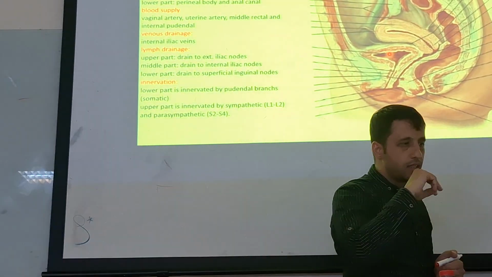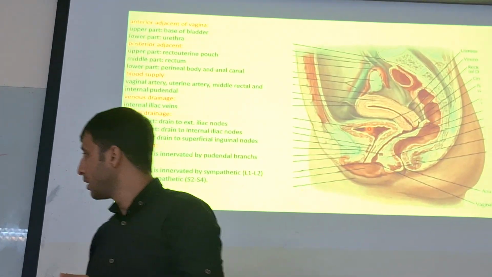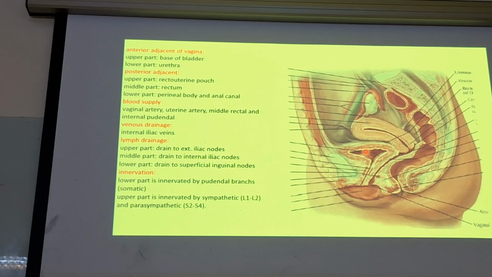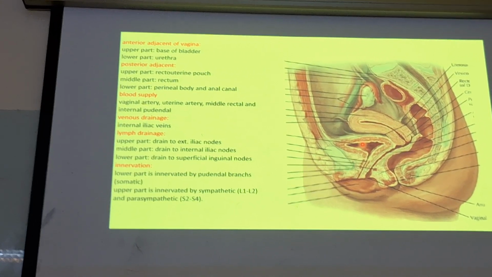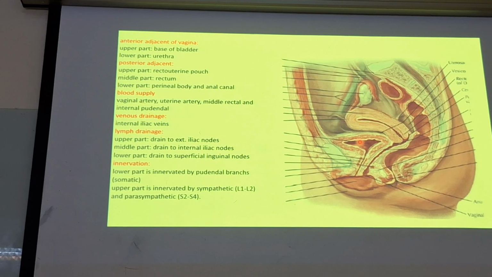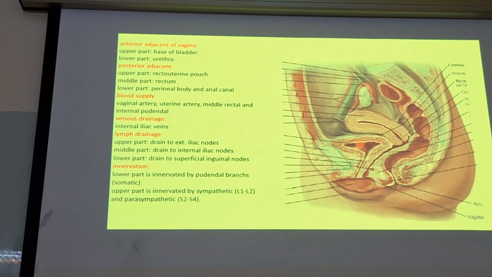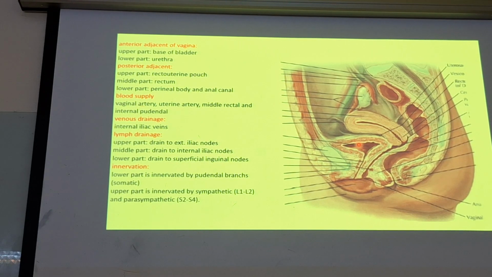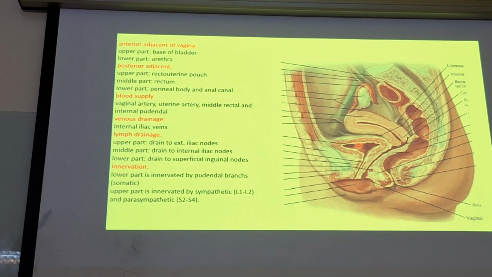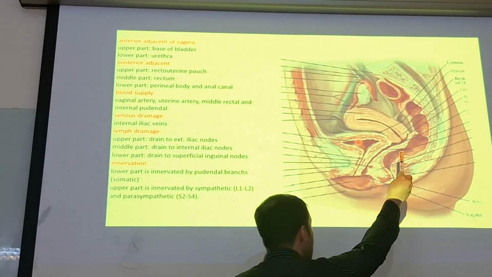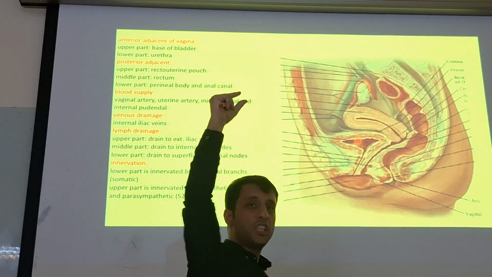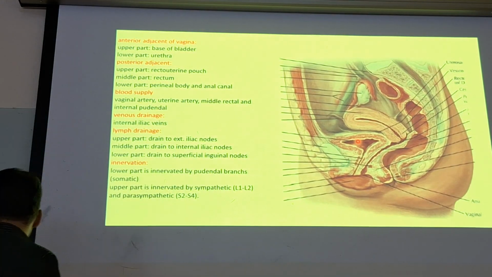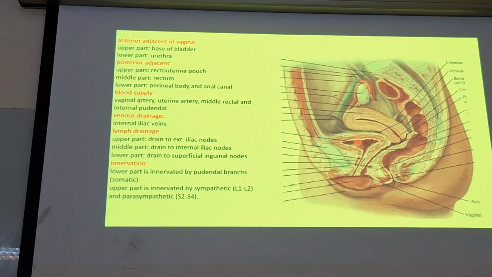Okay. The vagina. I talked about the vagina, but now the adjacency. Look at here. The vagina has an anterior surface, a posterior surface, and two lateral surfaces. The anterior surface is adjacent to the bladder and urethra. Yes. Posterior surface. Look at here. The posterior surface is adjacent to three parts. Three parts. Okay?